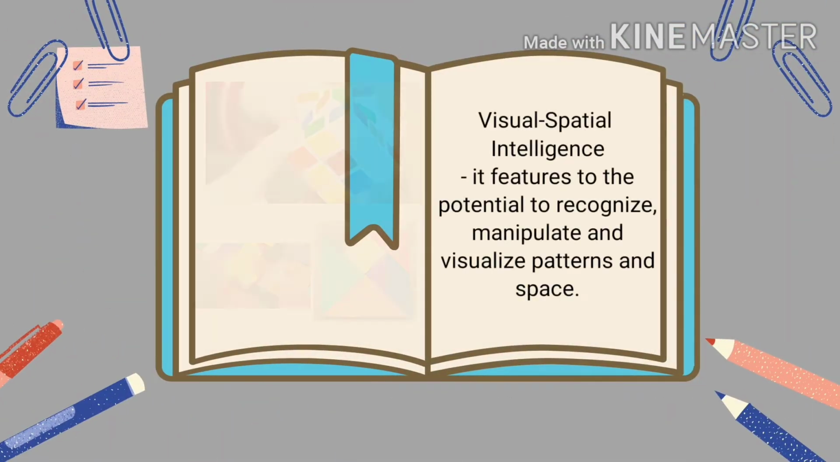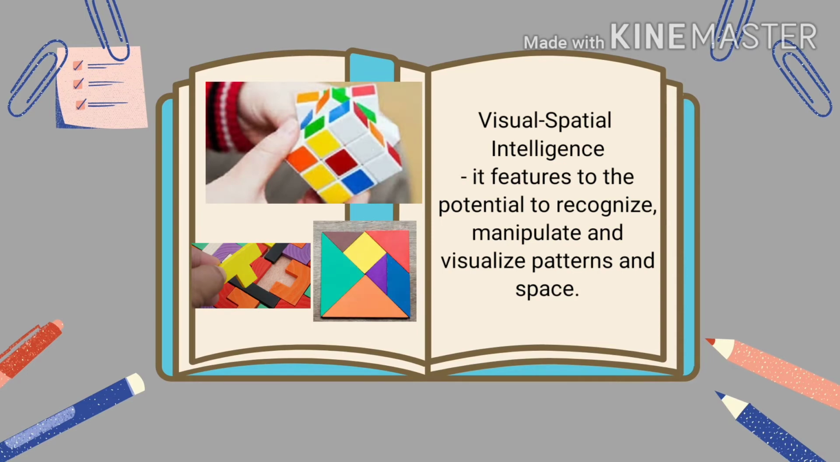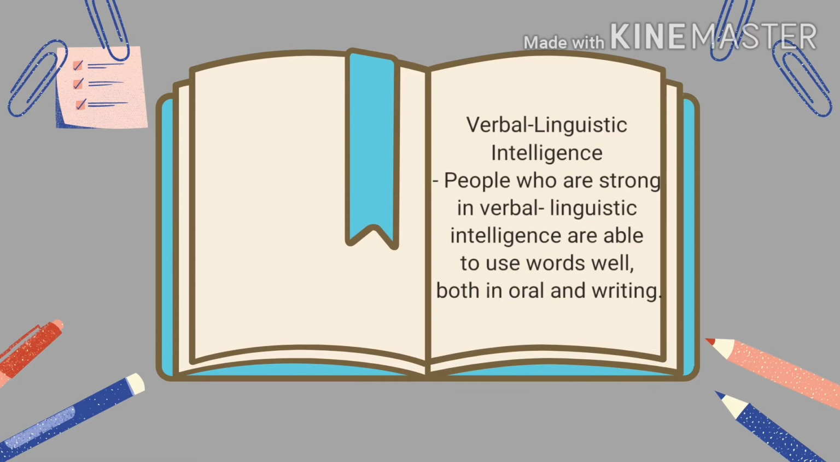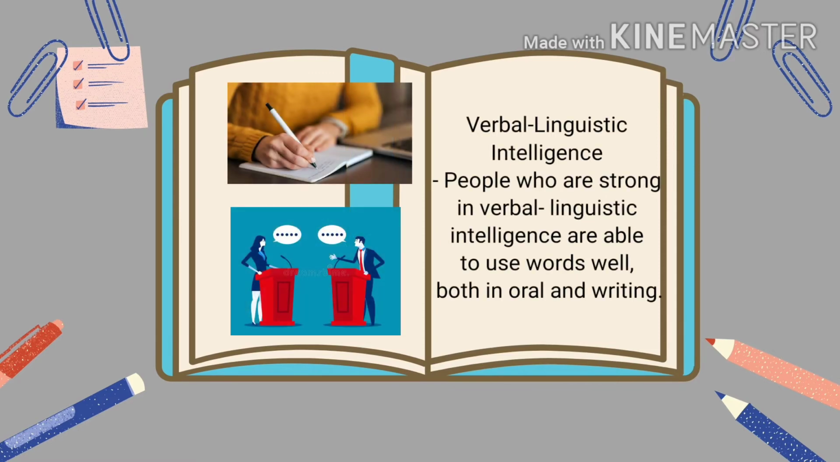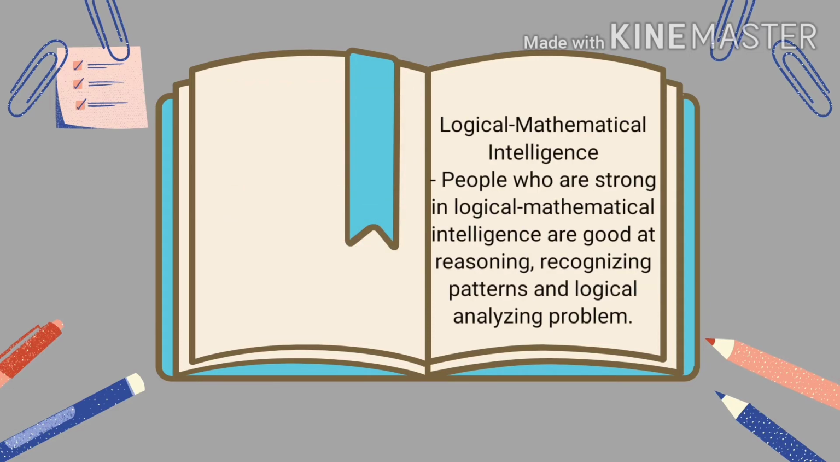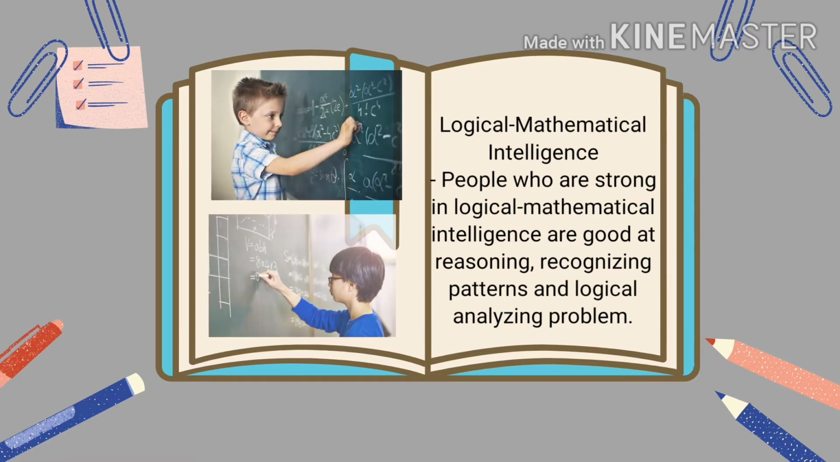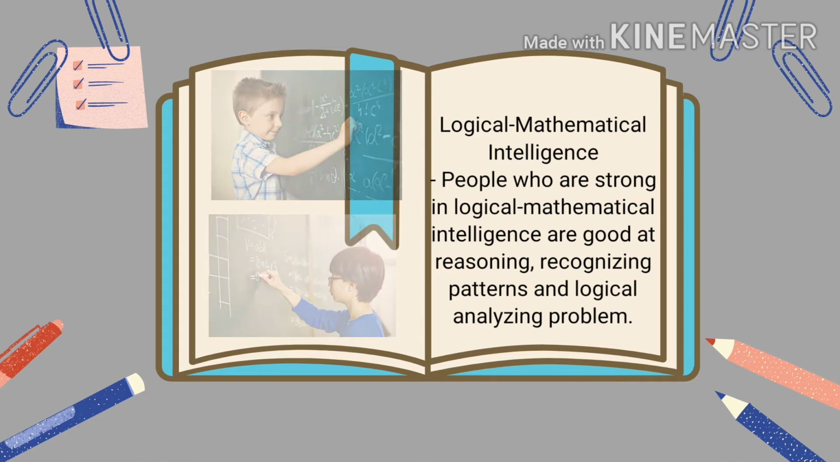Visual spatial intelligence. It refers to the potential to recognize, manipulate, and visualize patterns in space. Verbal linguistic intelligence. People who are strong in verbal linguistic intelligence are able to use words well both in oral and writing. Logical mathematical intelligence. People who are strong in logical mathematical intelligence are good at reasoning, recognizing patterns, and logically analyzing problems.